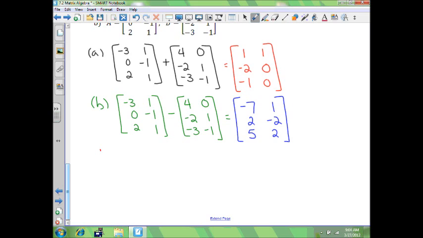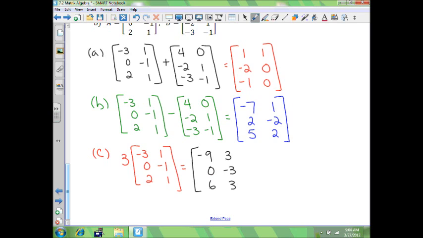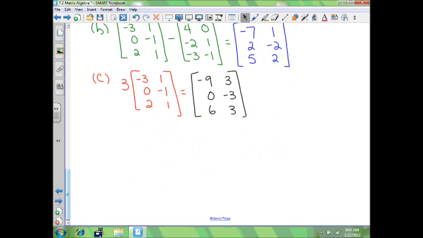Now for part C, we want to find 3a. That will give us negative 9, 3, 0, negative 3, 6, 3. Makes it nice and easy. Now for part D, it's 2a minus 3b.